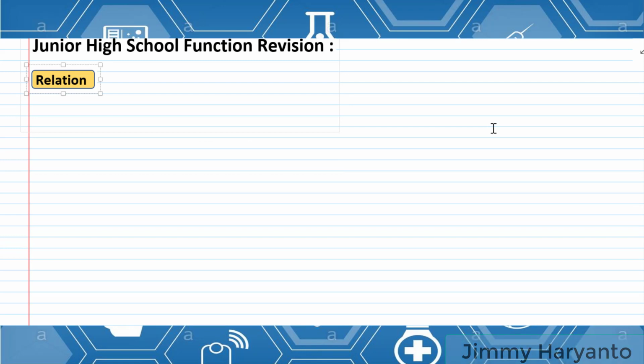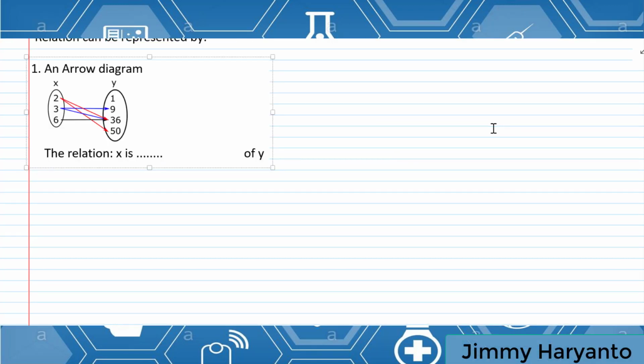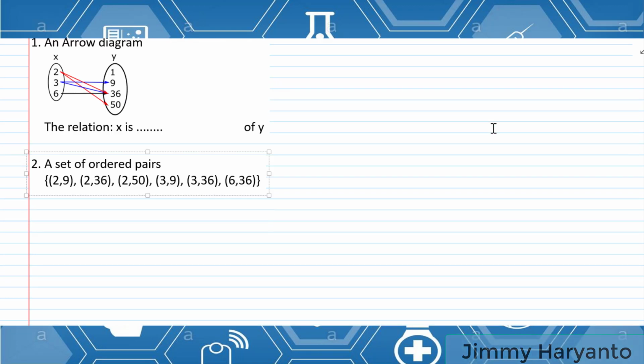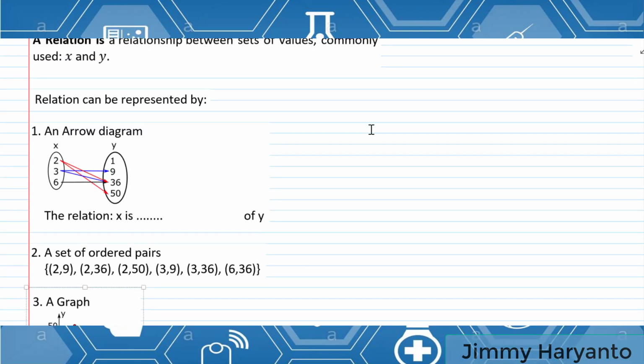First is relation. What is relation? A relation is a relationship between set of values, commonly used x and y. So usually you write x and y, yeah. And then relation can be represented by first arrow diagram, second set of ordered pairs, and then a graph. Yeah, this is what you have learned in junior high school about relation.